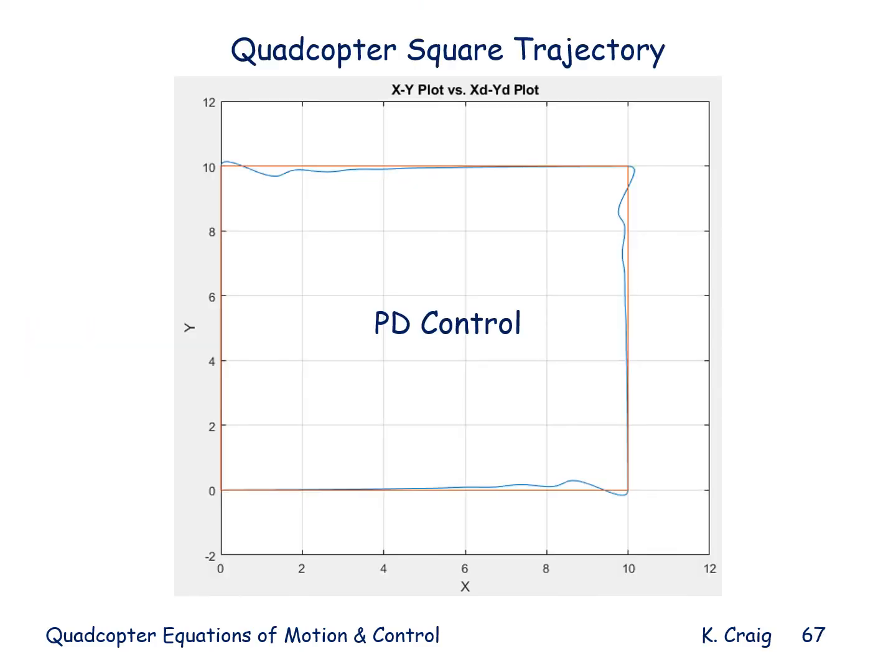The result of the Simulink simulation is shown here. This is the quadcopter tracking a square trajectory as shown by the red line. The blue line shows the actual response of the quadcopter to that square trajectory command.